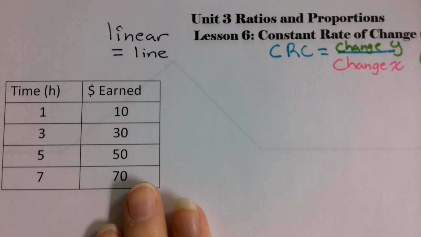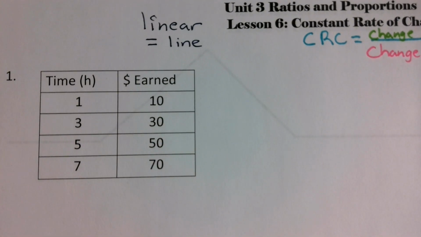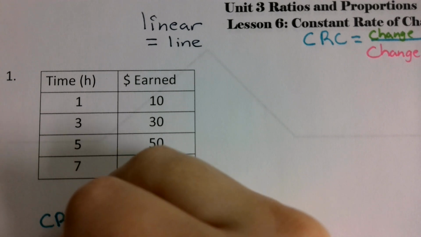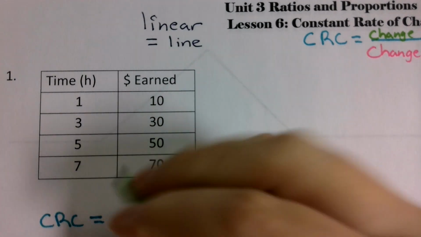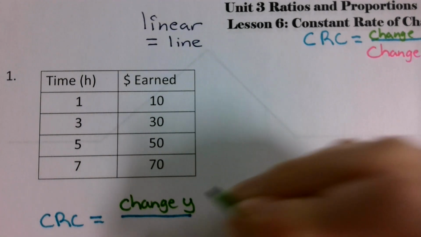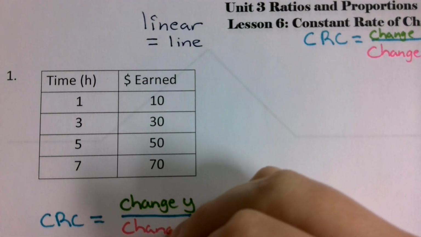Okay? What we're going to look at here today is a couple of tables and how to find our constant rate of change. So when we're trying to find our constant rate of change, we're going to identify the CRC by finding how much our y values changed by over how much our x values are changing by.